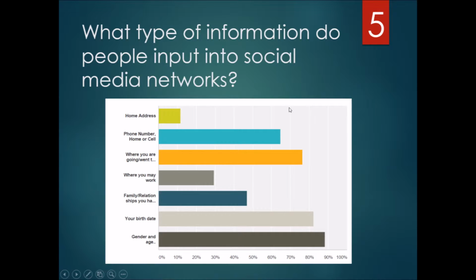Okay, let's move on. This is a graph of the first survey question I asked. As you can see, it states the same as I said in the previous slide. Basic information such as gender, age, birthday, and phone number were inputted more often than specific information such as where you work and home address.